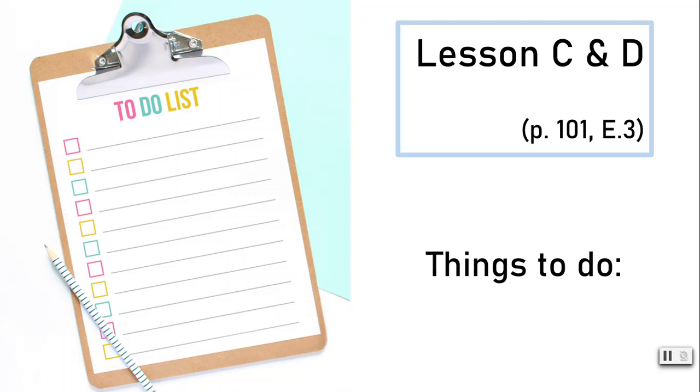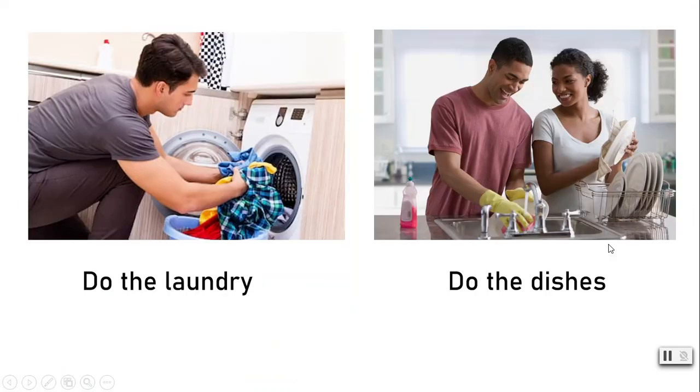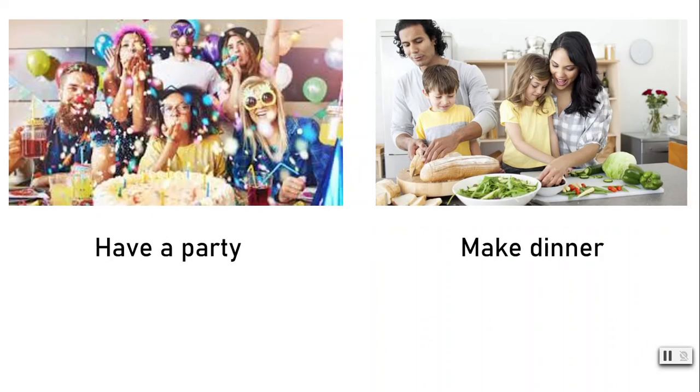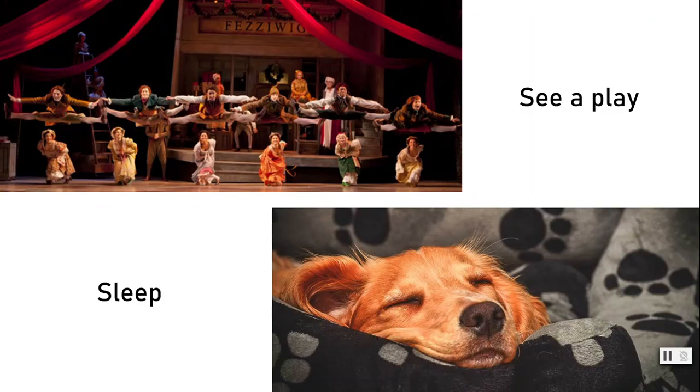Things to do are activities that are an obligation. Son cosas que tenemos que hacer. On page 100 you can see: do the laundry, lavar la ropa, do the dishes, get a haircut, cortarse el cabello, go grocery shopping, ir de compras a hacer el súper, have a party, make dinner, and see a play or sleep. These are activities that you can do at home.